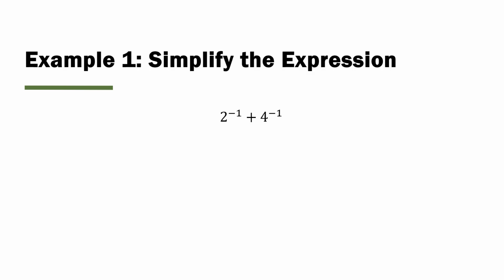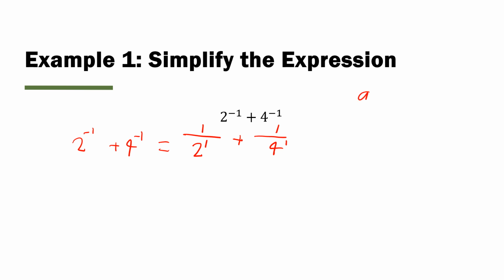Let's solve example 1. We want to simplify this expression as much as possible. So we have 2 to the power of negative 1 plus 4 to the power of negative 1. Well, I know with negative numbers in my exponent, I can negate the exponent and place my base in the denominator of a fraction. So 2 to the power of negative 1 becomes 1 divided by 2 to the power of positive 1 plus 1 divided by 4 to the power of positive 1.